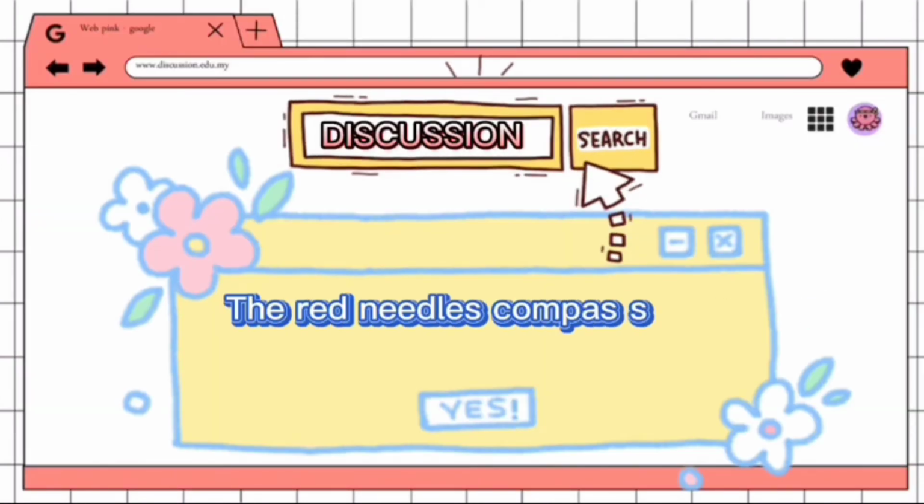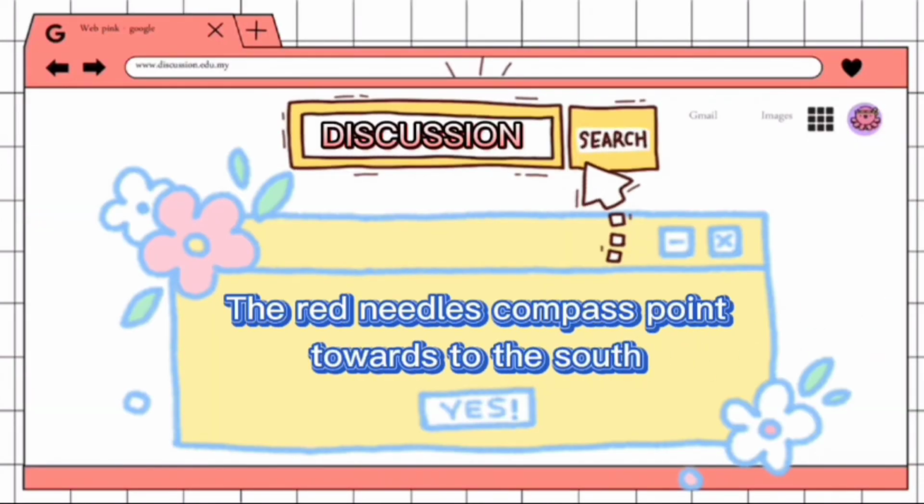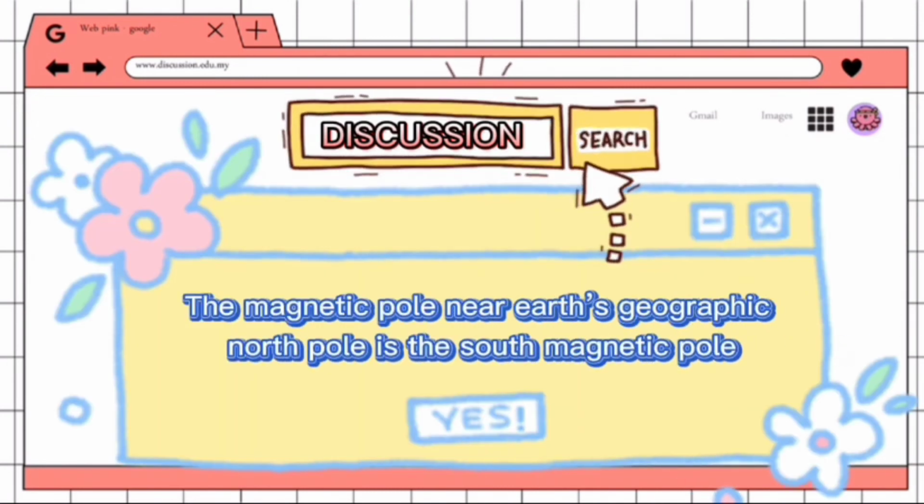So, from the experiment, we can conclude that the red needle of the compass points towards the south. A magnetic compass does not point to the geographic north pole. A magnetic compass points to the Earth's magnetic poles, which are not the same as Earth's geographic poles. Furthermore, the magnetic pole near Earth's geographic north pole is actually the south magnetic pole. So, when it comes to magnets, like poles will repel each other.